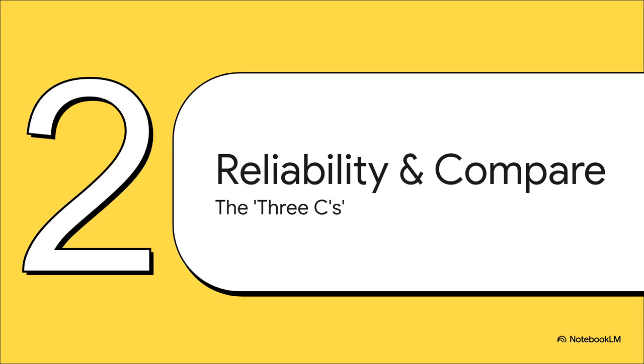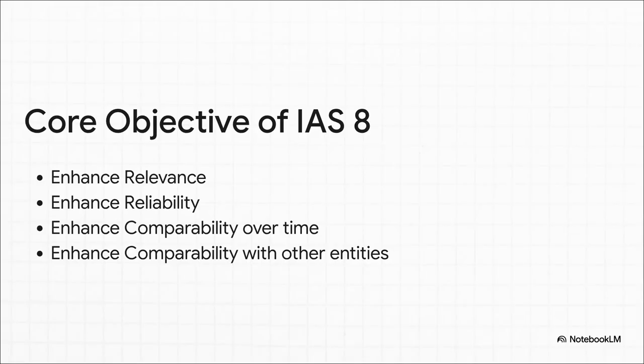Its whole purpose is to make sure financial statements are reliable and comparable. You want to be able to trust the numbers and compare them fairly. Let's look at the official objective to see what I mean. So here it is, straight from the source. The point of this whole standard is to make a company's financial statements more relevant and more reliable. This is what allows you, the person reading the report, to compare that company's performance from one year to the next, and also to stack it up against other companies in the same industry. It's all about creating a level playing field.